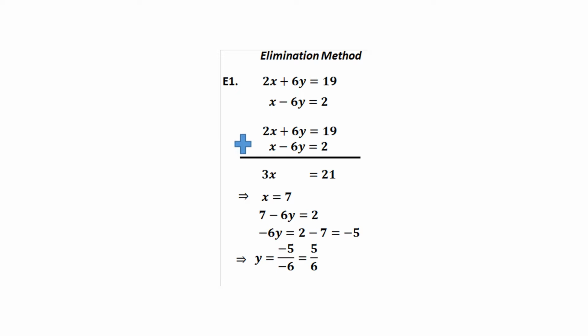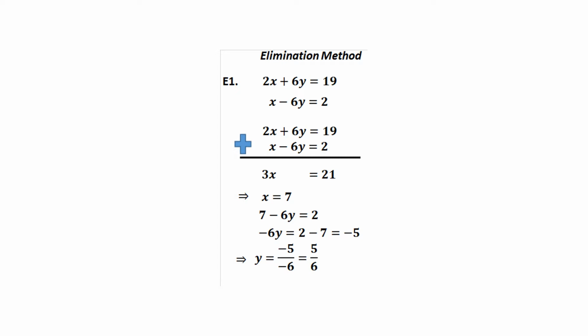Now, x is equal to 7. We'll go to one of our original equations. Well, the second equation, x minus 6y equal 2, is much simpler than 2x plus 6y is equal to 19. So we'll plug in the 7 where we see x. So now we have 7 minus 6y is equal to 2. Move the 7 to the other side. Simply change the sign. So negative 6y is 2 minus 7, which is negative 5.